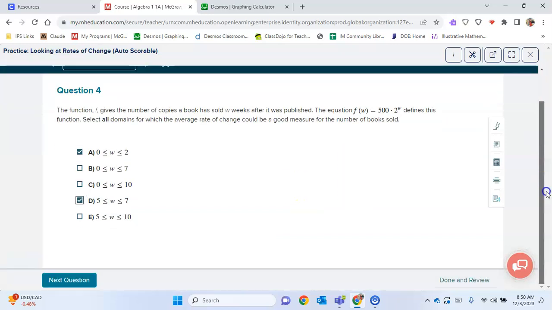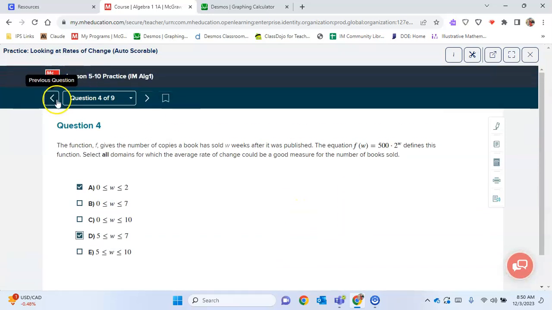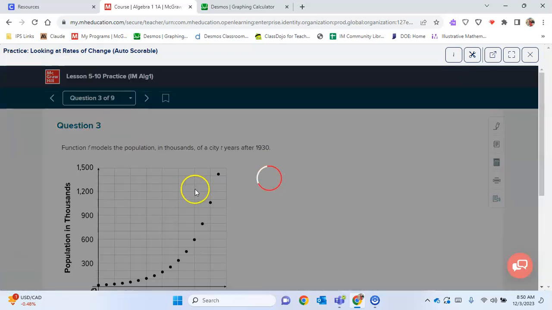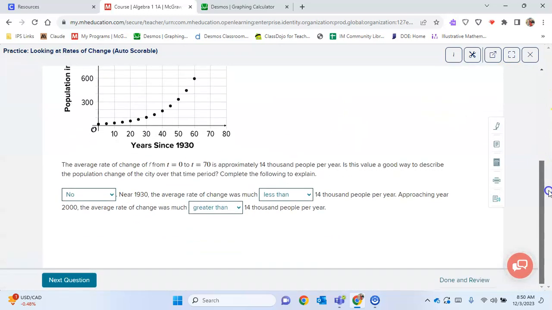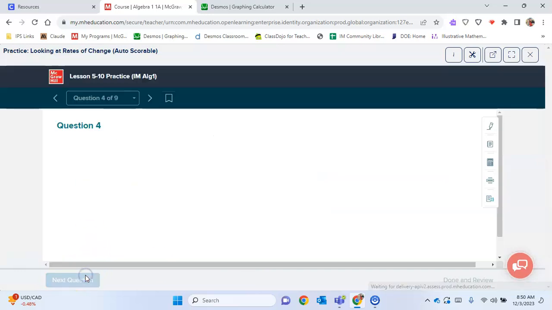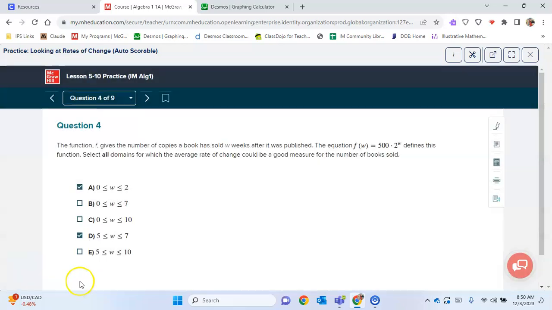They even described it in the previous question. Let's go back and look at it real quick. They said it was much less at the beginning and it was much greater at the end. So it was not. Question 5.